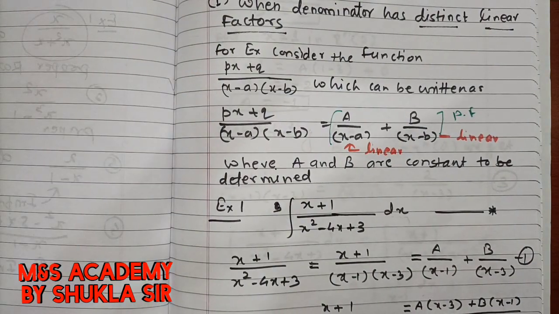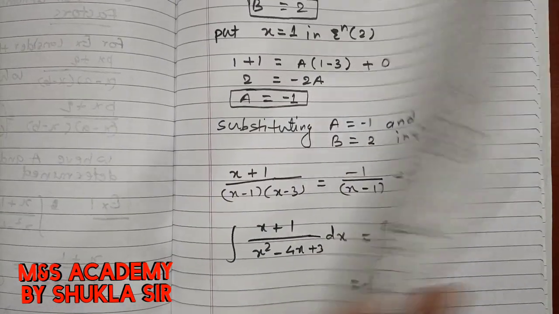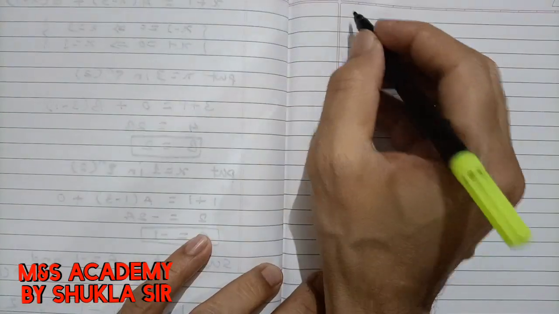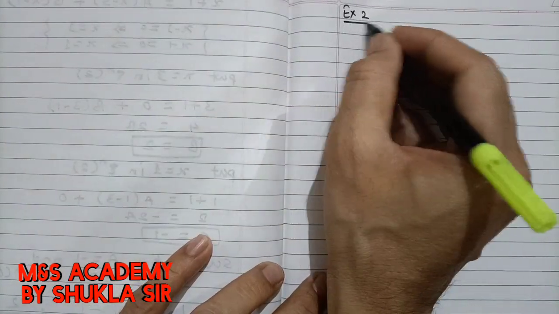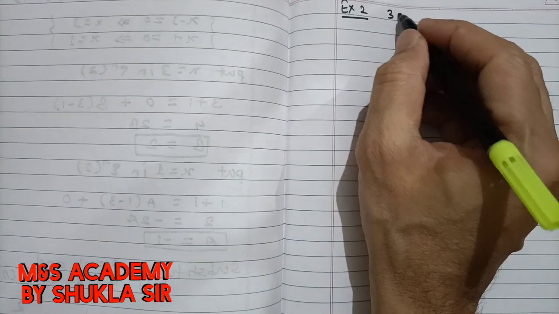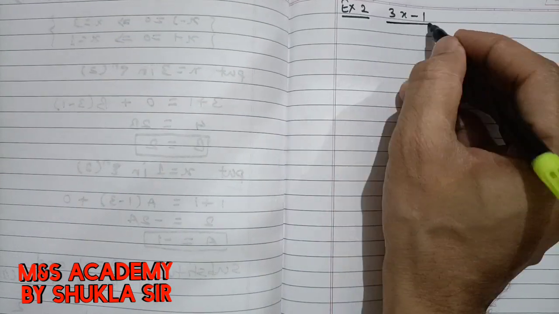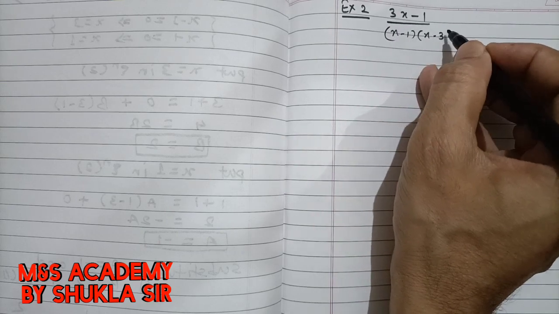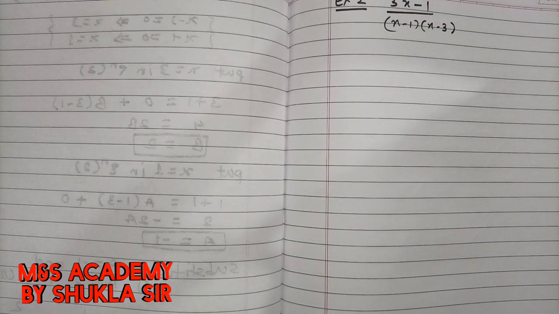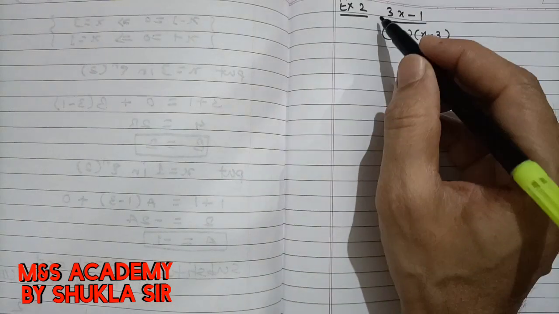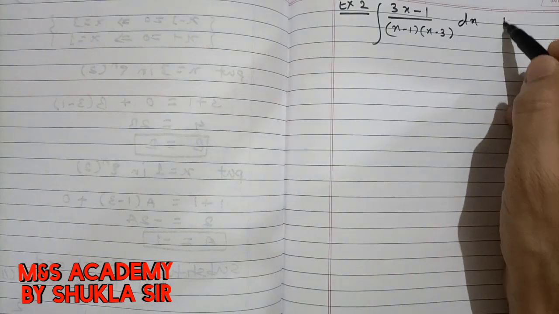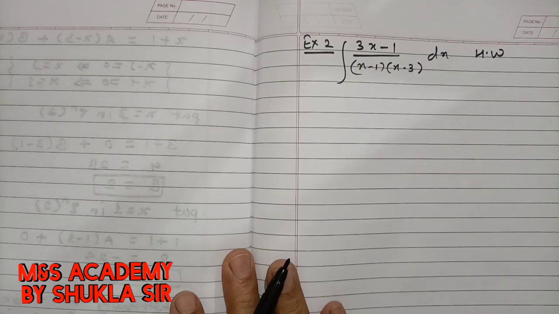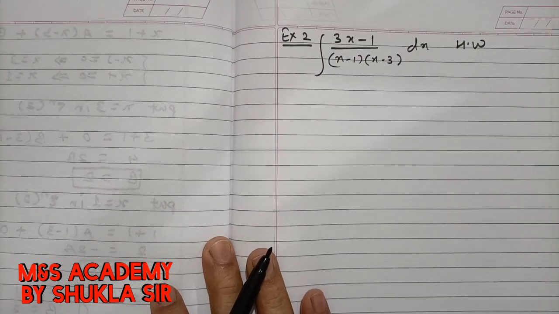We can take another example for better understanding. Example number 2: (3x minus 1) divided by (x minus 1)(x minus 3). Not this example because that value is already given, so we will not consider this one. You can consider this problem as homework.